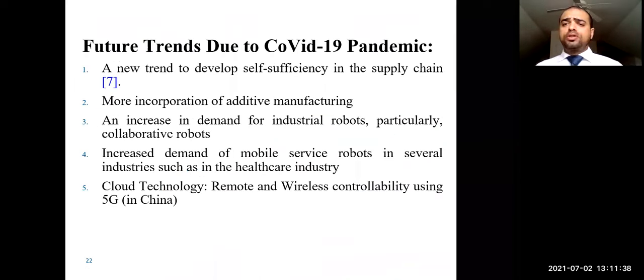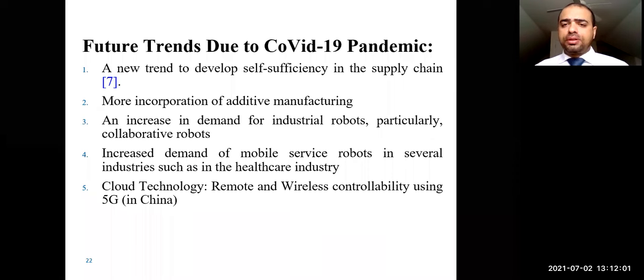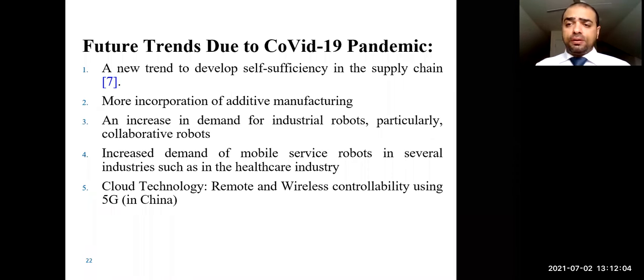As you see here, during the pandemic there was one challenge that the manufacturing industry saw, and still continues to find, which is supply chain disruption. So what are going to be some trends due to the COVID-19 pandemic? The first trend is going to be to develop self-sufficiency in the supply chain. One way to develop self-sufficiency, for example, is by using additive manufacturing for some forms of industry.